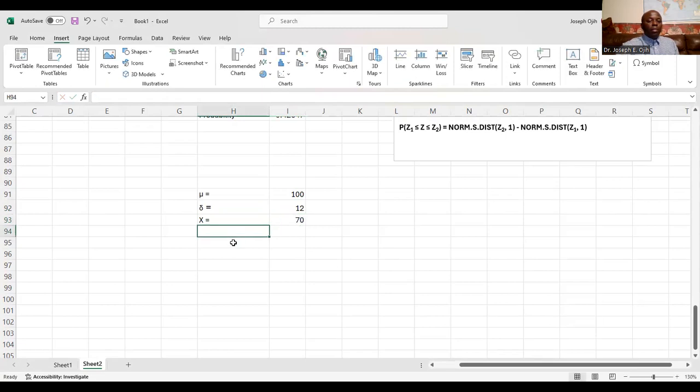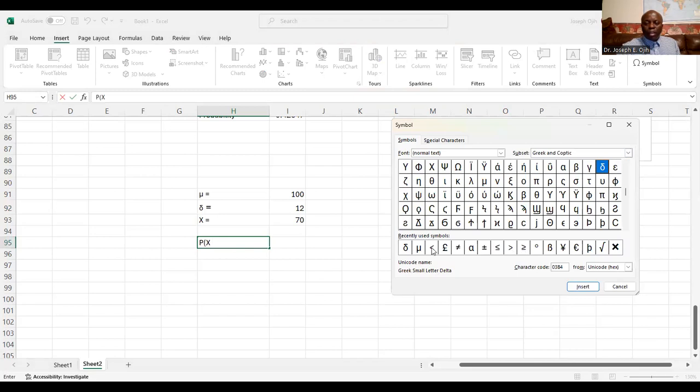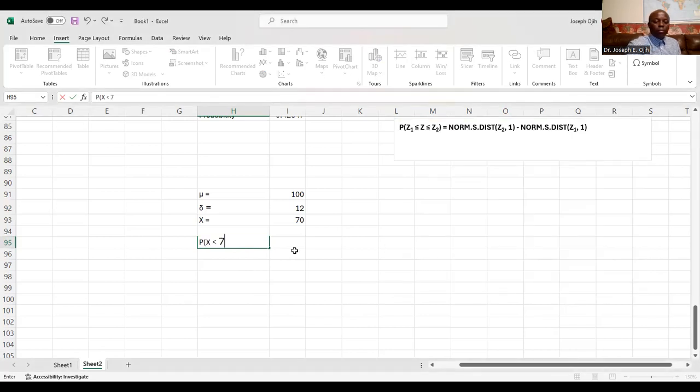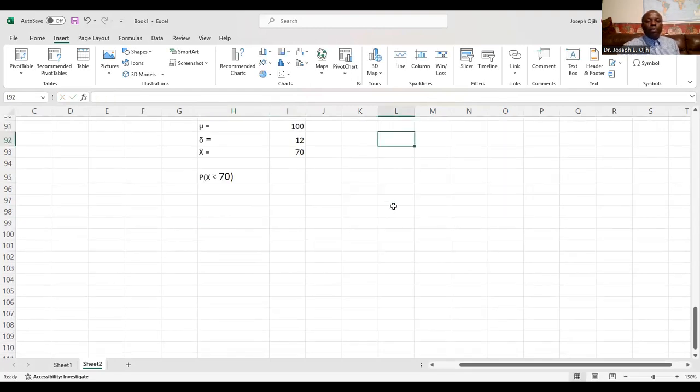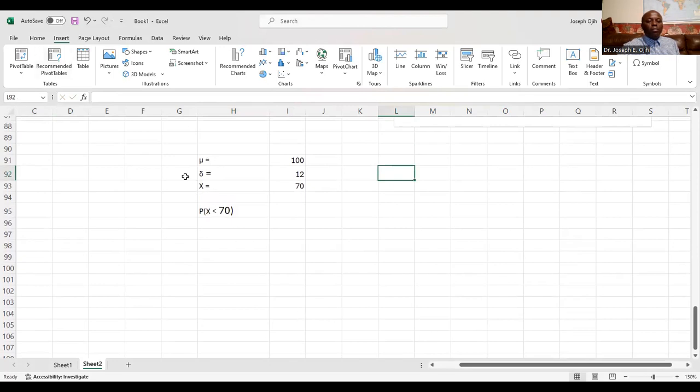So the probability that X is less than $70. Okay, less than 70 will be given as follows. Now I'm going to put the formula here. First of all, let me put a text box where I can put the formula, right here.